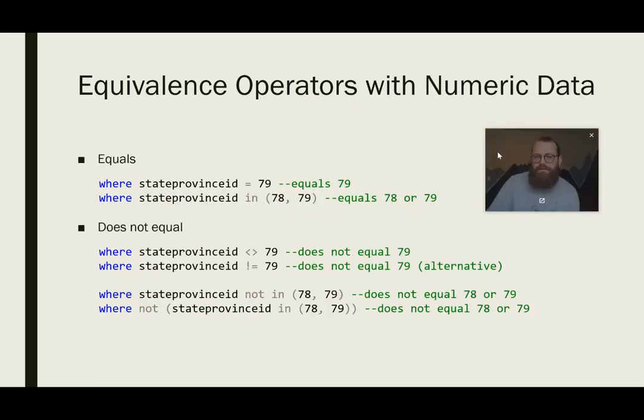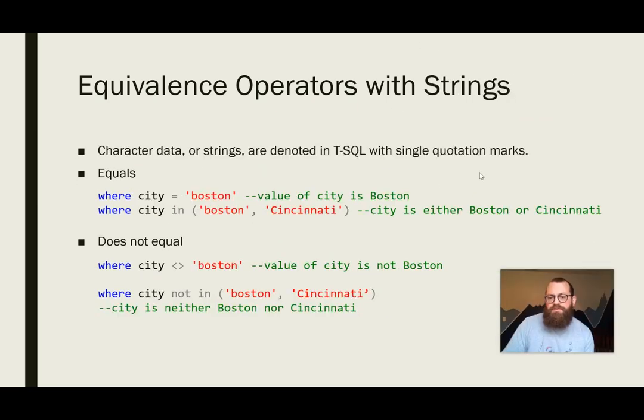And so that really covered numeric data. And then I'm going to cover strings, and then we'll hop over to SQL in order to see these in practice. So character data or strings is words or combinations of characters. In T-SQL, they are denoted with a single quotation mark. So you'll see where city equals Boston, right? This is an open single quotation mark followed by and closed by a single quotation mark.